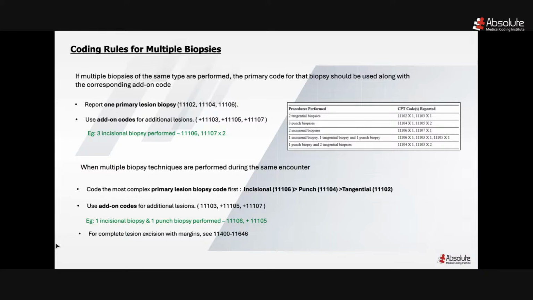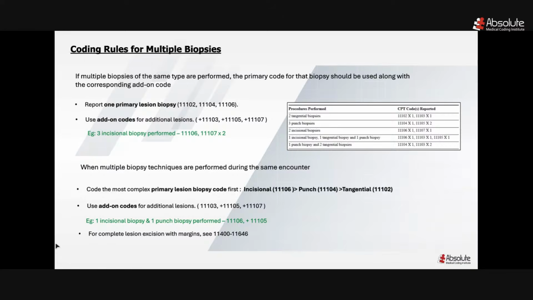Okay, in the next scenario, when multiple biopsy techniques are performed during the same encounter, you have to code the most complex primary lesion biopsy code first, and you have the hierarchy as I explained in the previous slide. Incisional biopsy comes first, followed by the punch biopsy, and then comes the tangential biopsy. And then use add-on codes for the additional lesions.